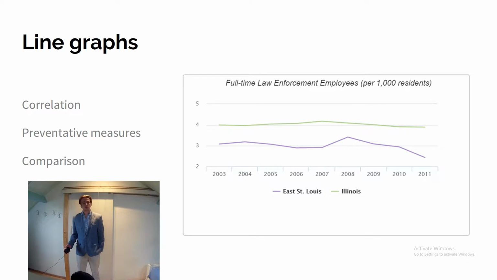Also, we can use this graph to compare ourselves to the state of Illinois, which is the state that St. Louis is in. And it allows us to see if we have more or less law enforcement, but also once again see if we're proportionate. As we can see, East St. Louis significantly rises, but the rest of Illinois stays roughly the same during this time period of 2008.